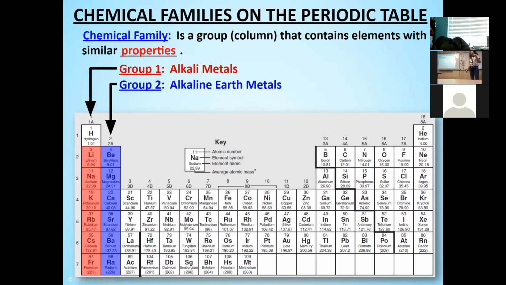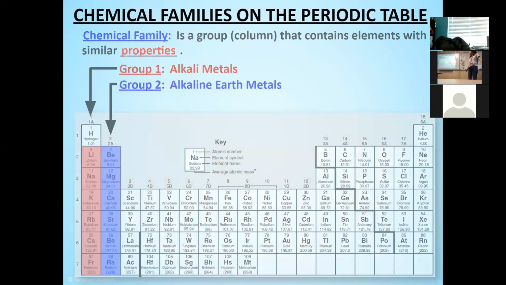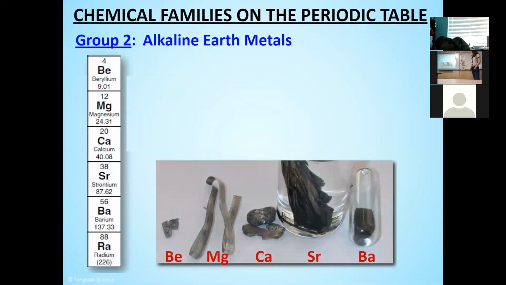Do you think they are happy with that? No. They are not. They are not happy unless they have a full outer shell. So do you think that they are going to try to get electrons or give them away? They're going to give them away because it's only 2 of them, right? Here, have 2 electrons. I don't need 2 electrons. So they are also silvery. They are also solid. They are also reactive. They are not quite as reactive as group 1 because it's harder to get rid of 2 electrons than it is to get rid of 1.